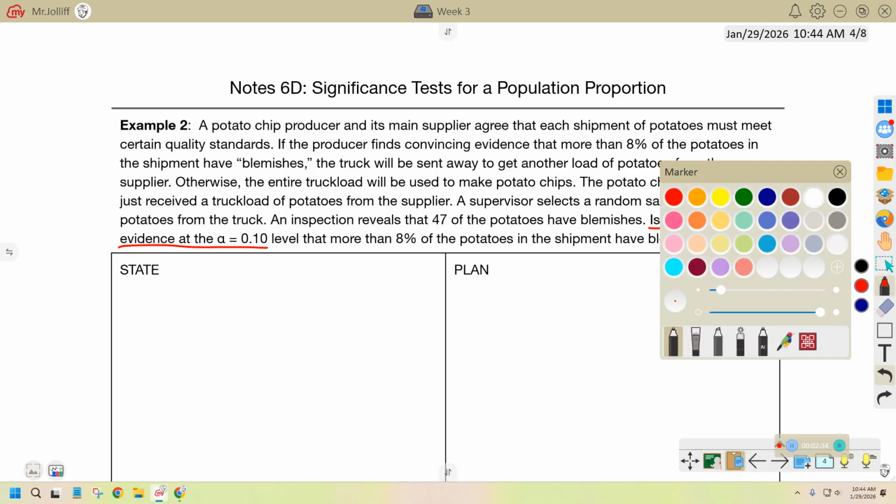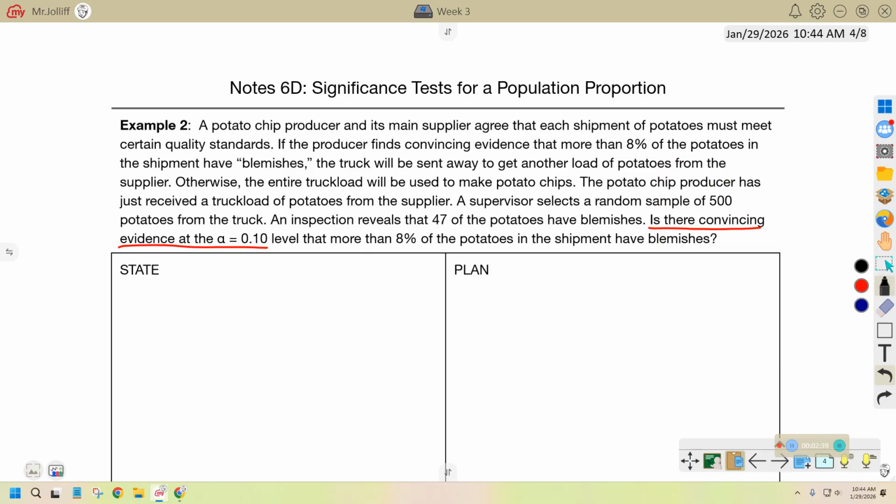Very good. Now that I know that I am doing a significance test, the next question is, what am I doing a significance test for? What is the population parameter of interest? Potatoes with blemishes, and they gave us a percentage. Percentage means what? What are we doing claims about in this unit? Proportions. If it's a statement about a percentage, this is a proportion test. So we are doing a 1 proportion z test.